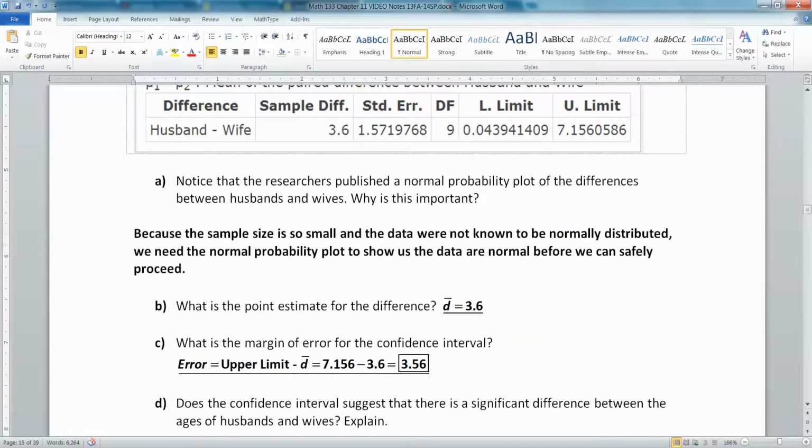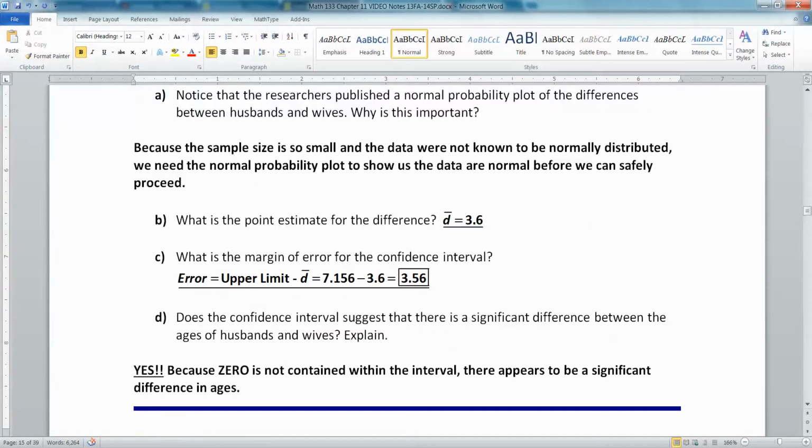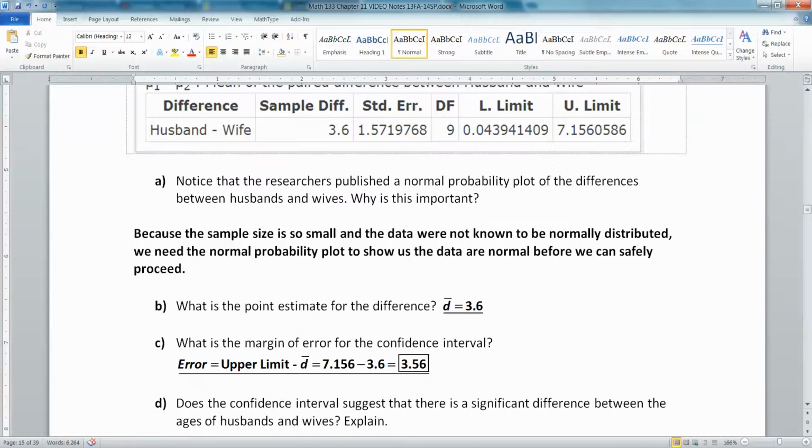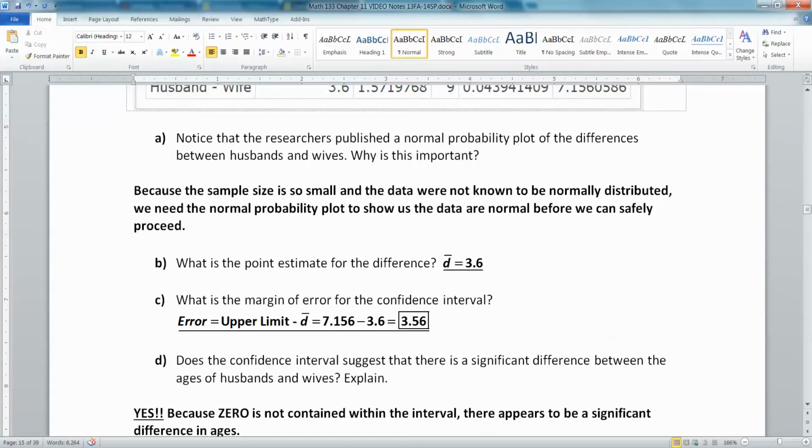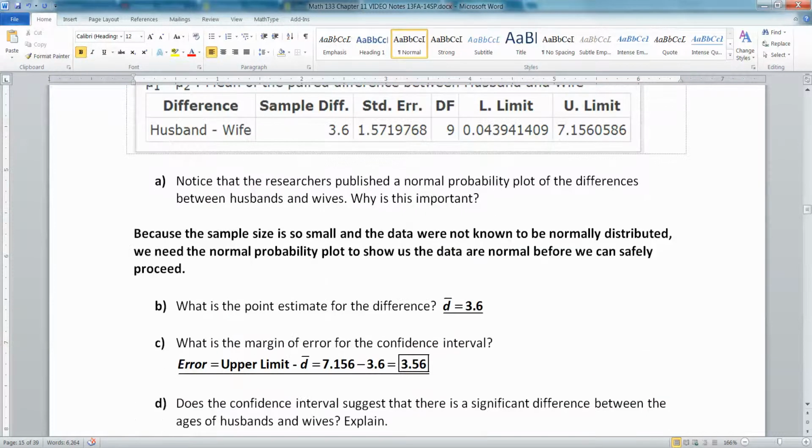Remember, if there's no difference, then mu d will be equal to 0. That would be your null hypothesis. But since our interval right up here does not contain 0, that would mean that there is a significant difference. It's not by much because that lower limit's pretty small, but it's still higher than 0, both of them. So that would mean that there is a difference.